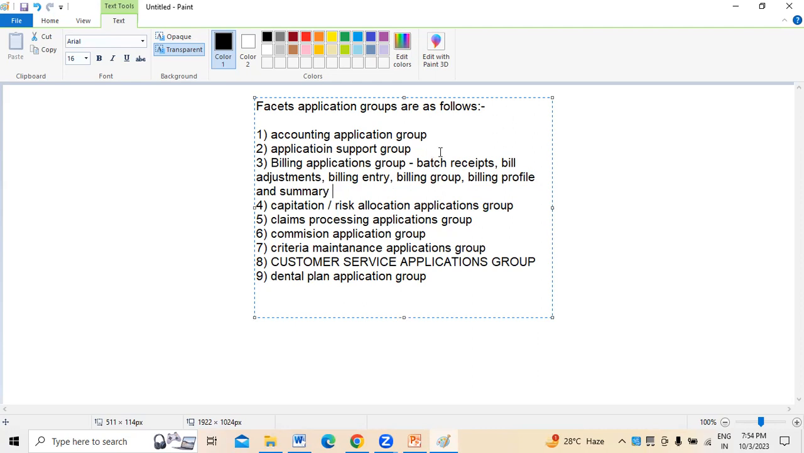It is completely relating to the billing part. Either it can be batch receipts or adjustments of the billing, right? Or else it can be billing entries, right? So billing groups, billing messages, profiles, right? So summaries, all this information has to be updated in this.